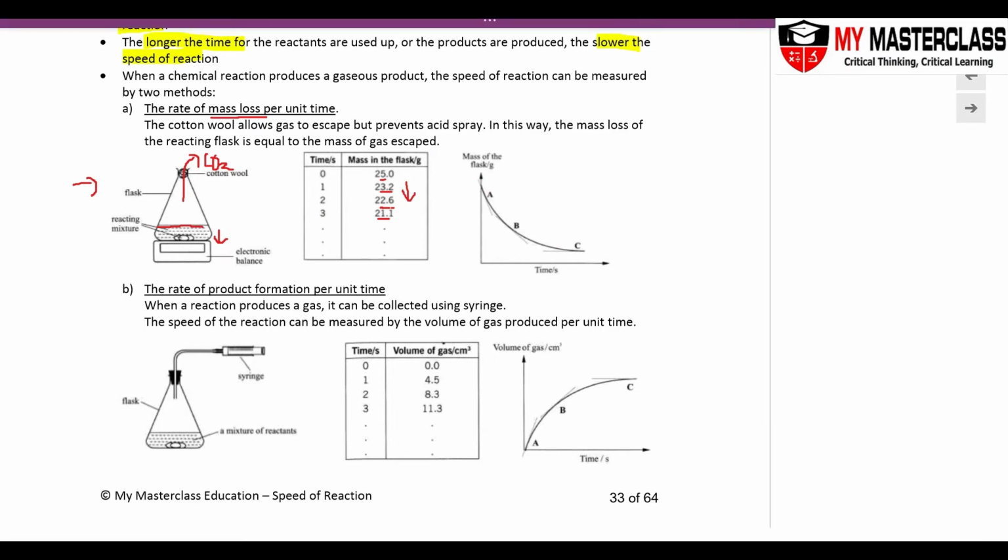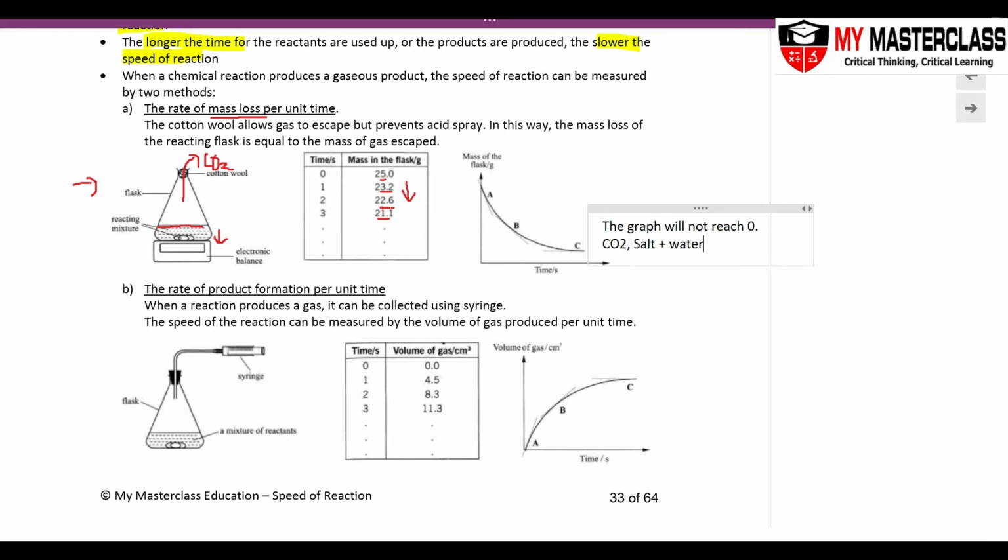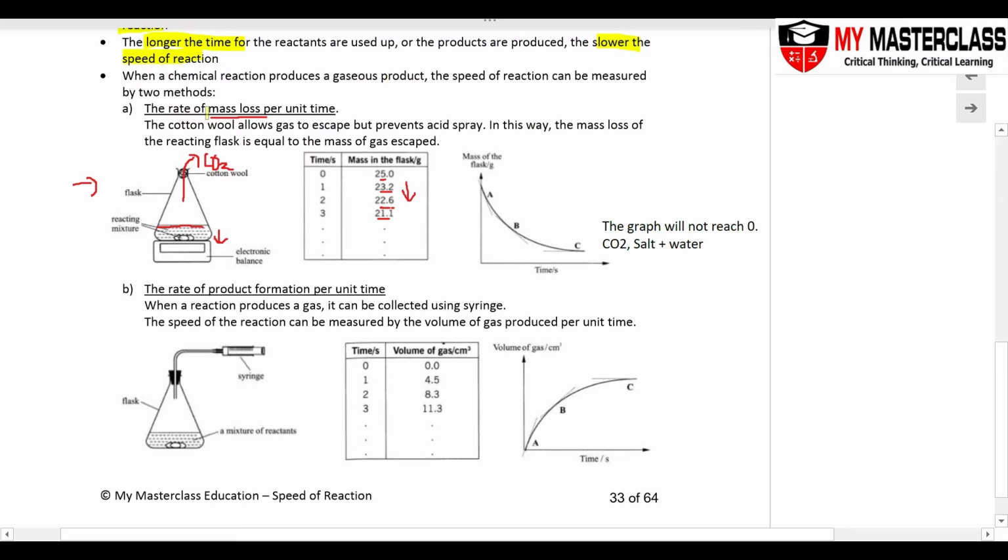An important thing to note here is that the graph will not reach 0. It will not reach 0 because CO2, salt, and water are being produced, and the salt and water are left behind, so there are still some components left. To repeat, this experiment setup is using mass loss, and this is the setup that we do.